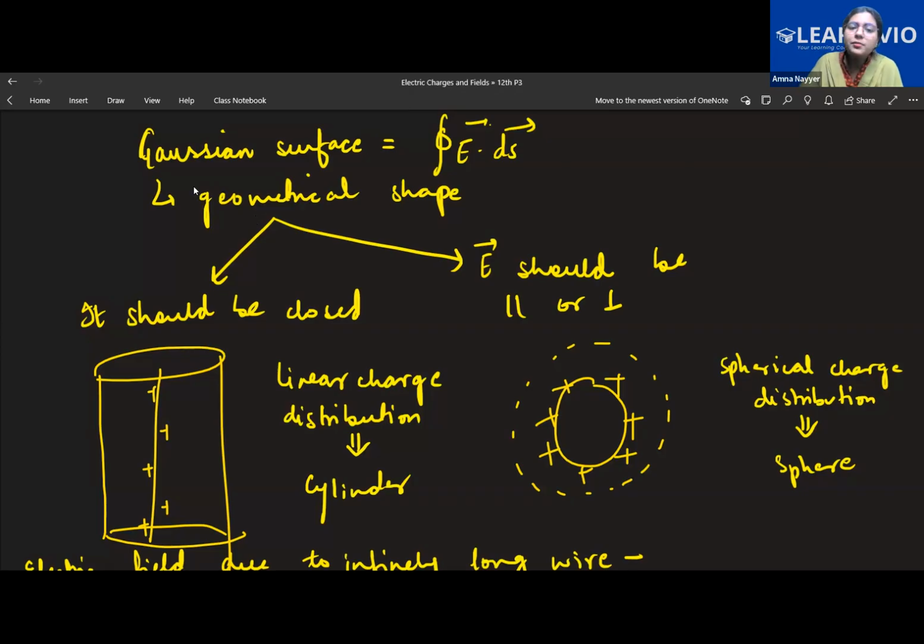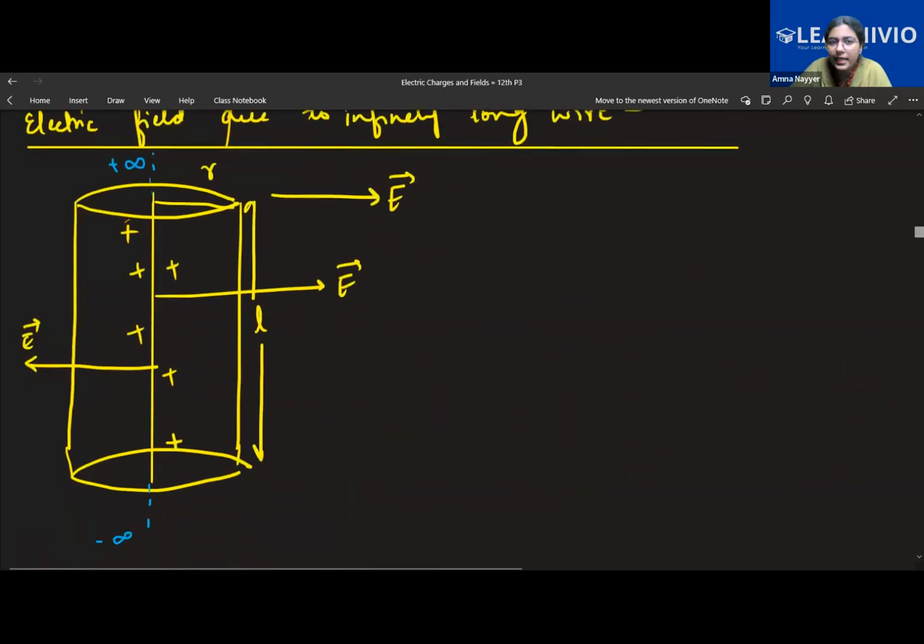Okay, so this is what is present. Gaussian surface is there, so it should be closed. An electric field should be parallel or perpendicular to it. That's why we take cylinders. You will see why. So let us practice one derivation at least.